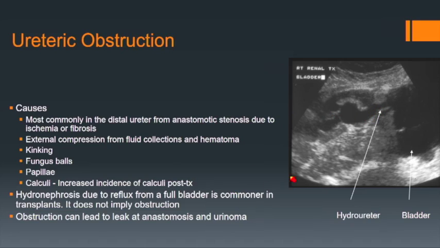One of the complications of ureteric obstruction at the anastomosis is that it can lead to leak at the anastomosis and a urinoma. So here we have a transplant kidney with hydronephrosis and a dilated ureter down to the level of the anastomosis where there is a stricture, and here is the bladder here.